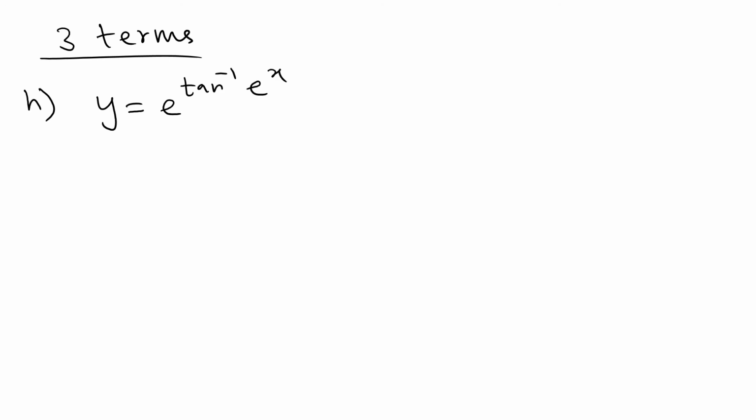So we have y equals e to the tan inverse e to the x. If you look at the chain, you can see the first function is e to something, and then the second one is the tan inverse, and then the third one is e to the x.